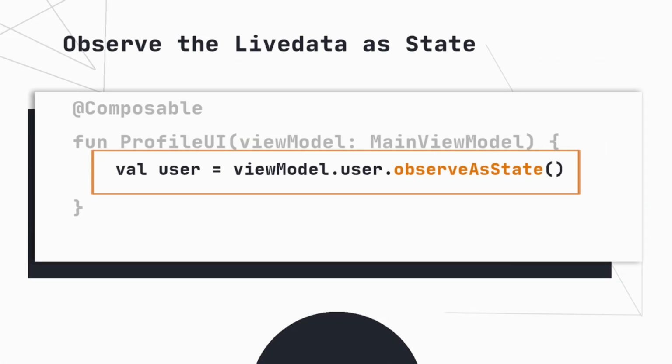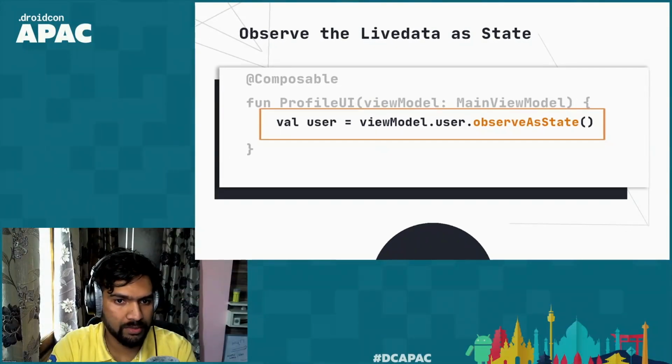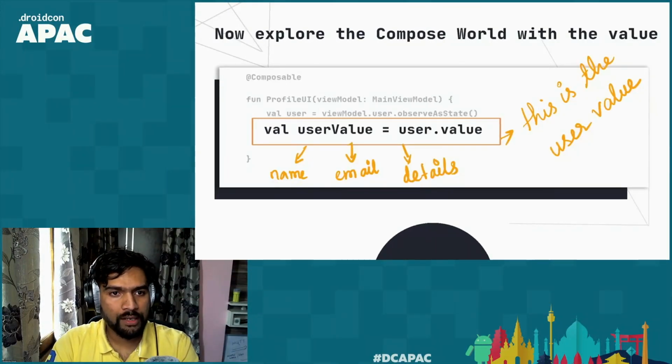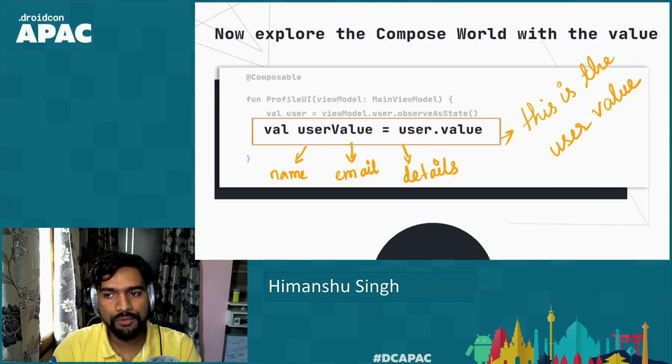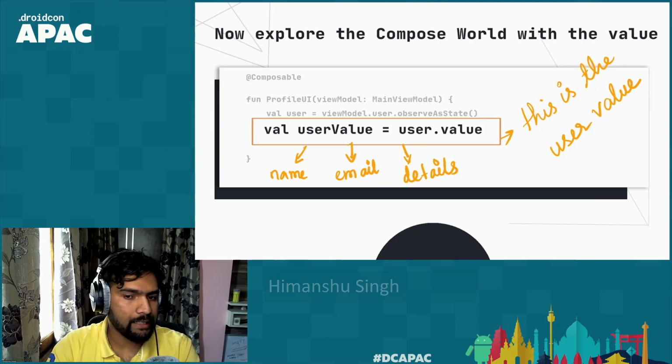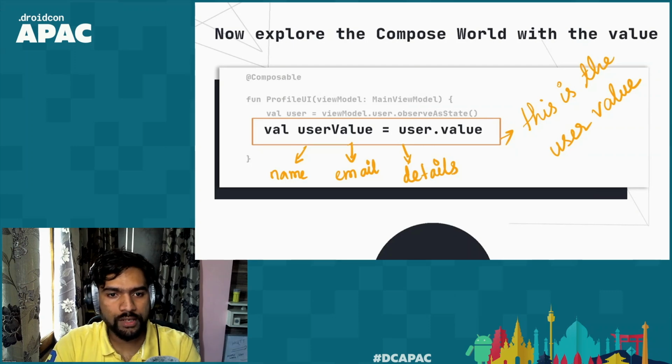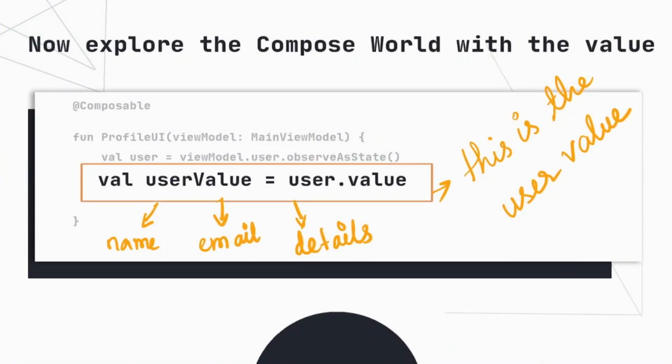So now this live data has been converted to a state, and it is converted to just give us the value. So we don't have to observe it again and again in a composable. Now let's say that we have to design that UI based on the user value, the user state which we had, right? So we can't directly use that state. If I have to design a UI, let's say name, email, details, or any other stuff, just to get that value, we'll use that state dot value. So that's how we get the value of a user, that user object, which is coming from the server.